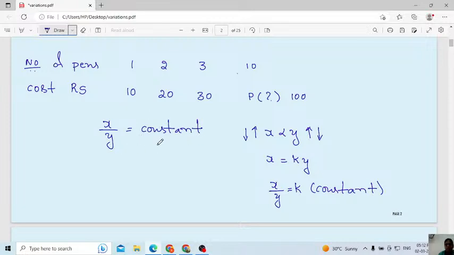Why will the ratio be constant? Because both are directly proportional to each other, meaning when one quantity increases, the other quantity also increases. When one decreases, the other decreases. This one everyone knows.